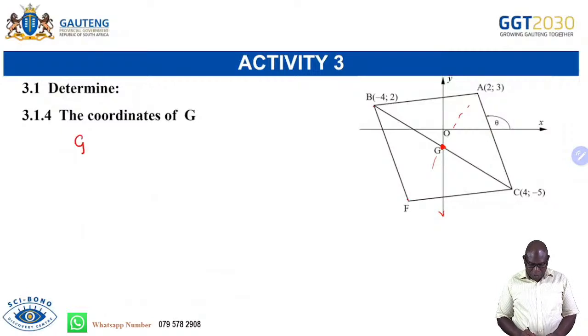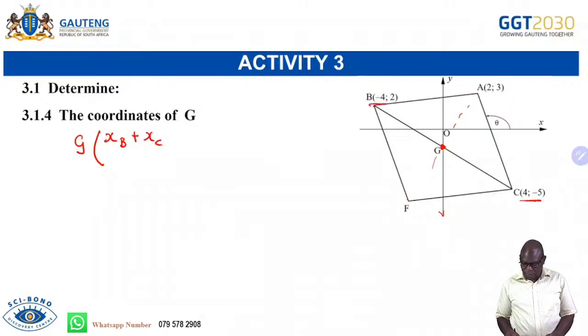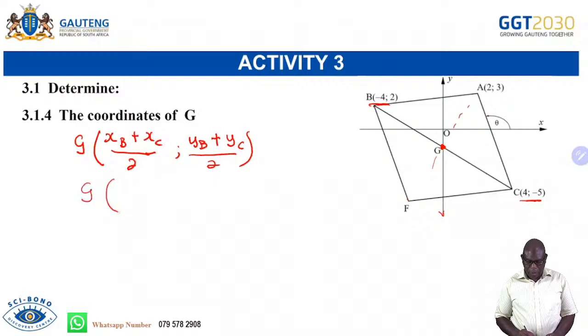We're going to say G coordinate. Remember, it's the midpoint, so we're going to say x at B plus x at C over 2, and y at B plus y at C over 2. Remember, we're using these points here. With midpoint, it's a plus. So then we're going to get the values now. The x at B is -4. The x at C is +4, all over 2.